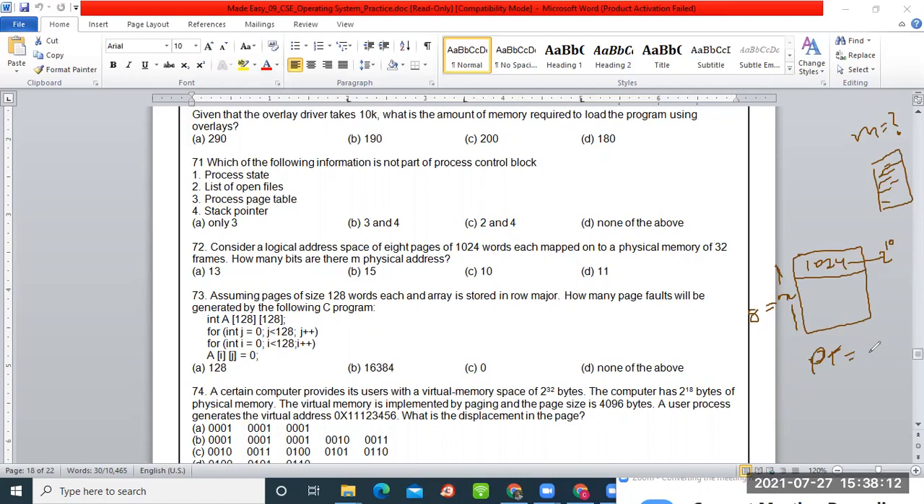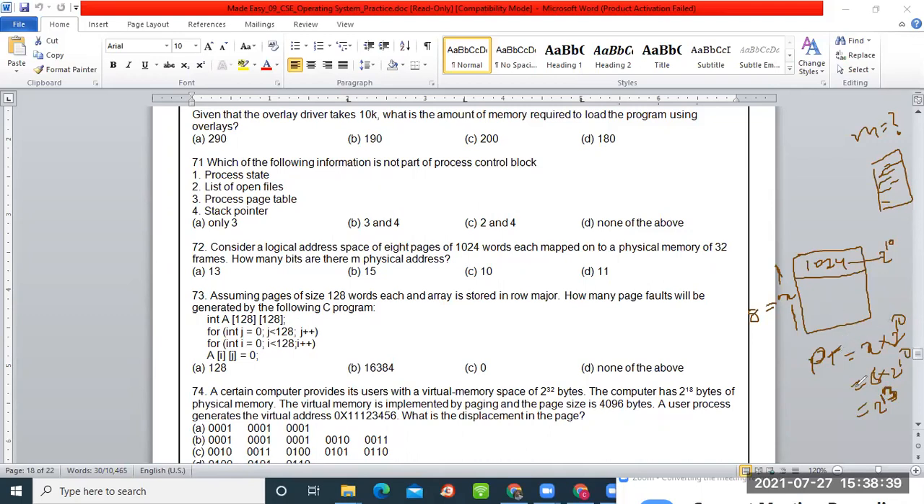8 into 1024, where 1024 is 2 to the power of 10. So it will be 8 into 2 to the power of 10, which is 2 to the power of 13. Right, so the page table size is 2 to the power of 13.